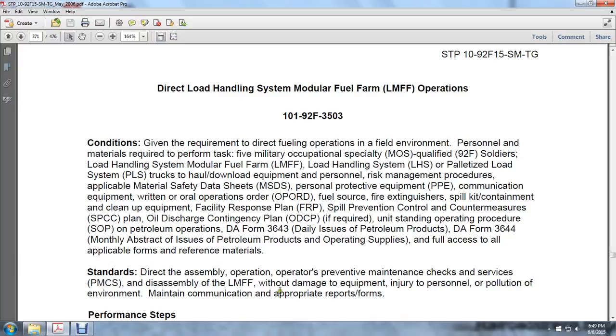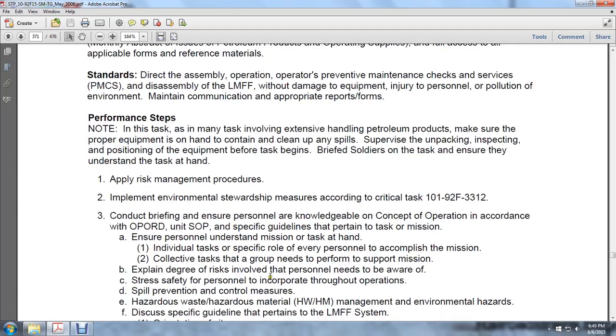Maintaining communication and appropriate reports forms. Note, in the task, in many cases, performance steps involve the extensive handling of petroleum products. Make sure the proper equipment is on hand to contain it and clean up any spills.